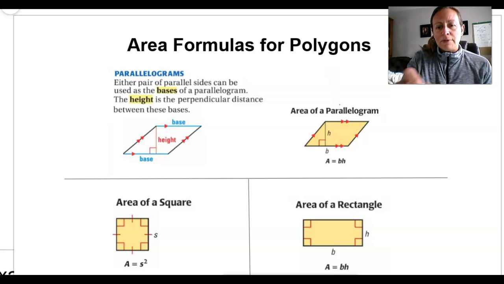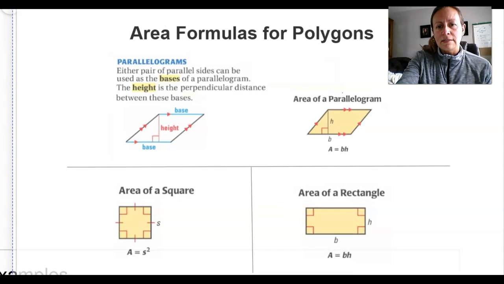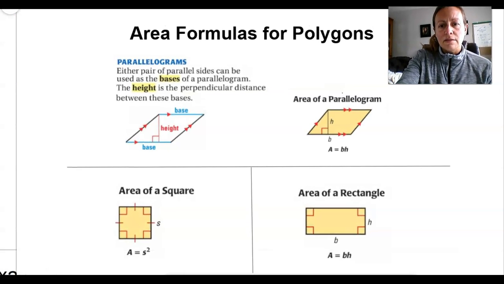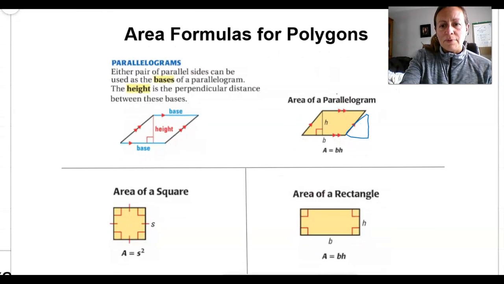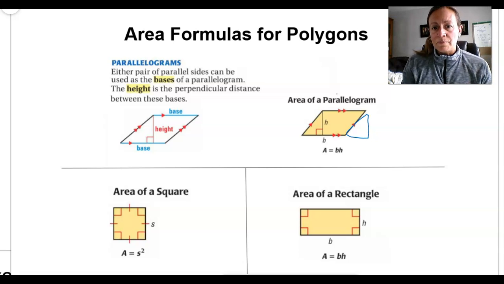Now, why is that? Because you could take this triangle here and move it over. Now I didn't want to rotate it, but I want to move it over to here. If you took it away from this side and put it over on that side, you would end up with a rectangle that has the same base and height as that parallelogram. So the two formulas are the same.